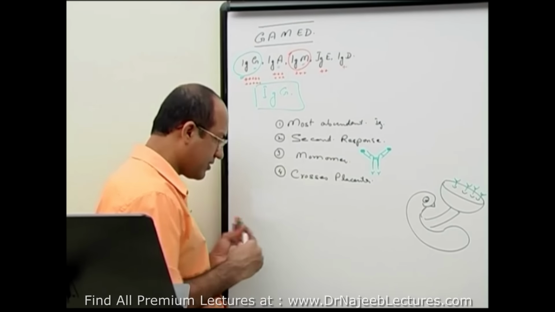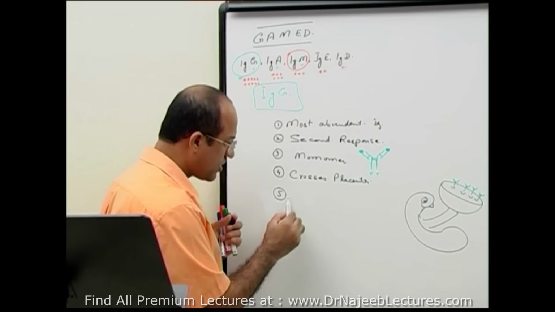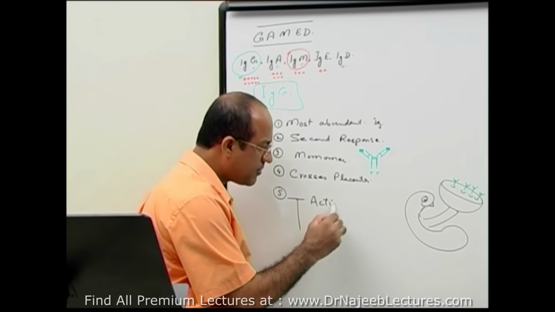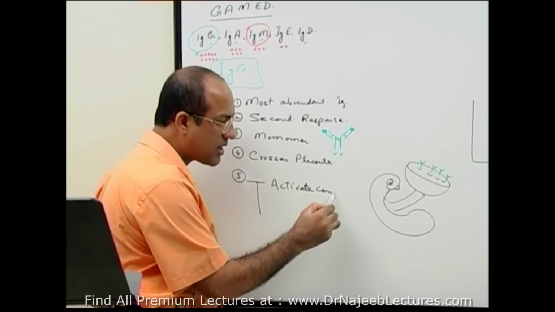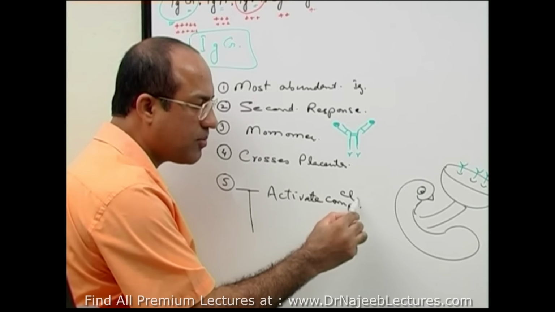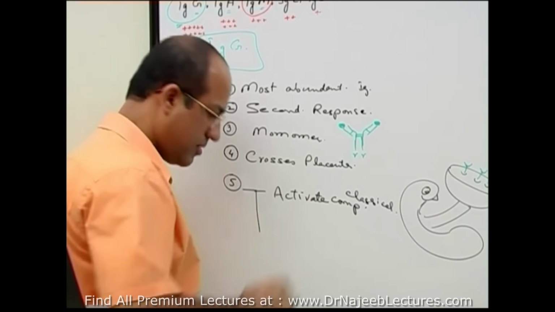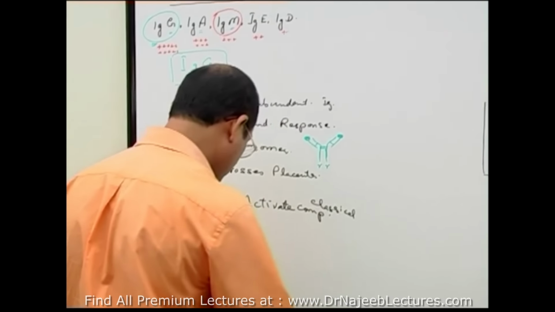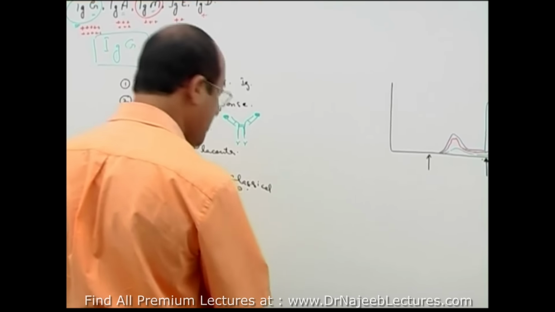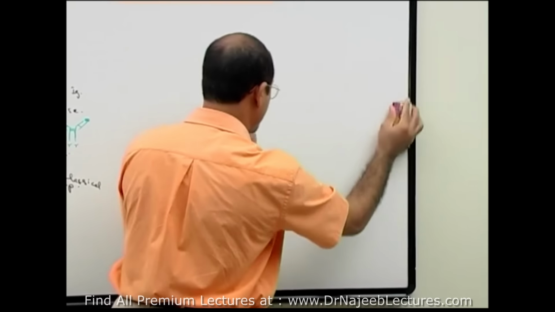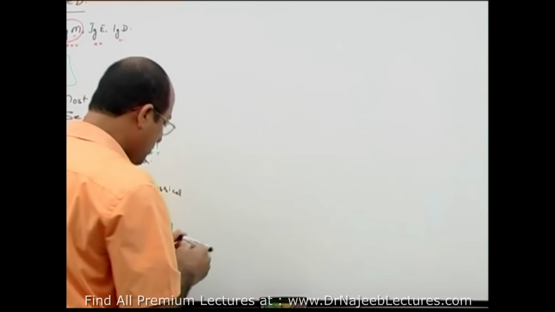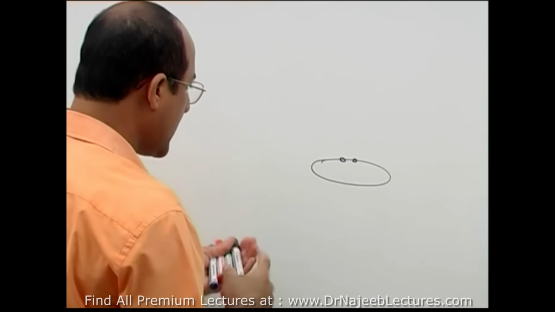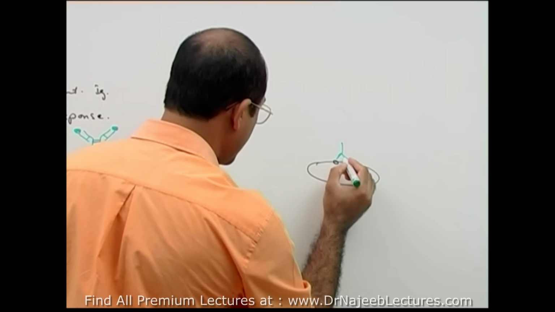And how does it work? Number one, it can activate the complement system by the classical pathway. Let me tell you what exactly is meant by this. Let's suppose here is a bacterium, and these are bacterial antigens, and you have IgG antibody, right?